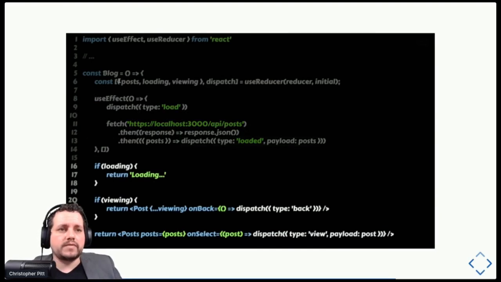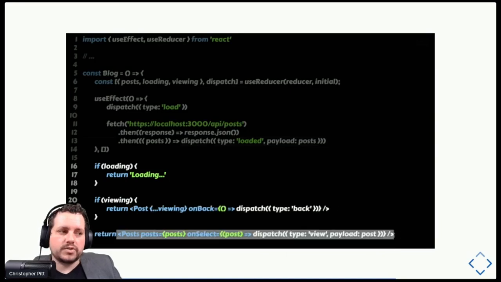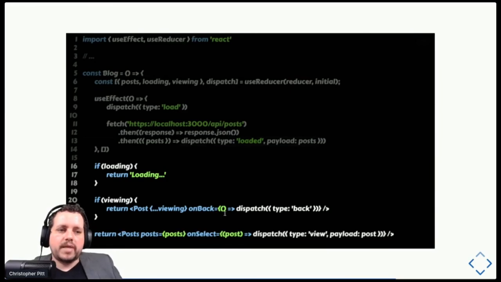And because I've dereferenced this state snapshot, I've got access to posts and whether it's loading or not, and whether we're viewing something or not. So if we're loading, we display some text. If we're viewing something, we can show the post component for that. And otherwise, we can just default to showing a component that has all the posts in it.